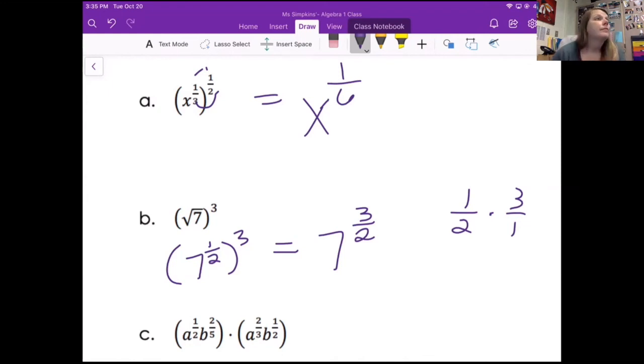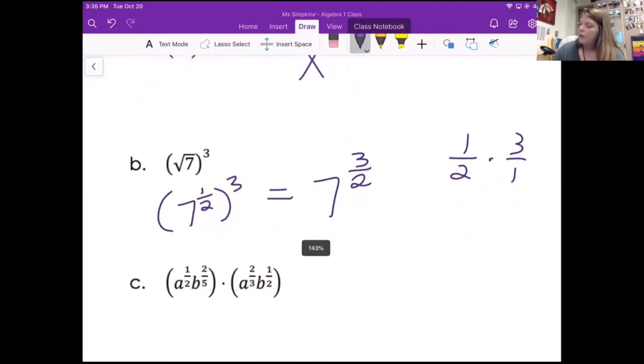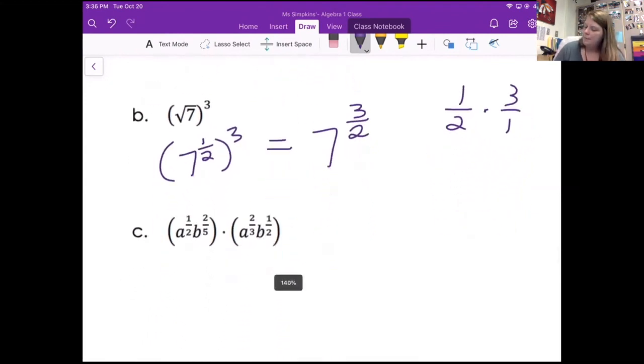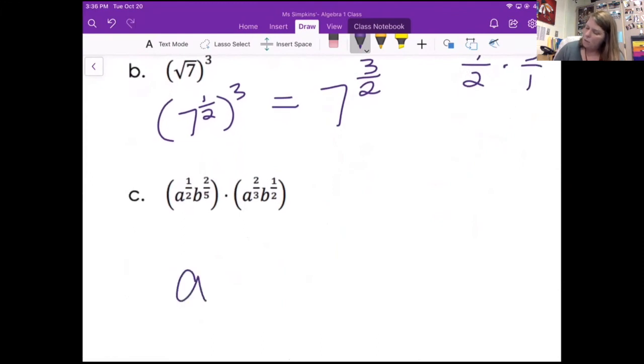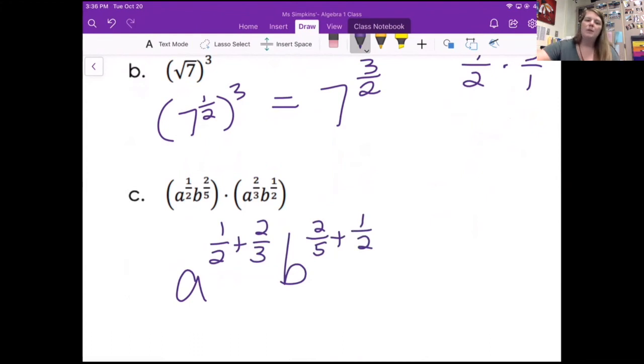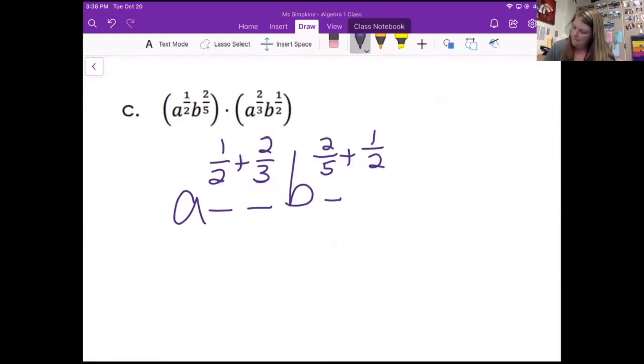Letter C. Just look at the A's. What are the two exponents on our A? 1/2 and 2/3. Since I'm multiplying them, I want to add 1/2 and 2/3. For the B's, I'm going to be adding 2/5 and 1/2. I'll give you a moment. This will be the last one we do. There's 2 other things I'm gonna have you write, but not the problems on here. This will.